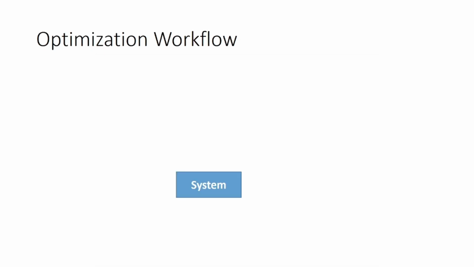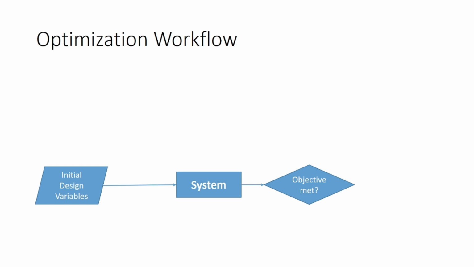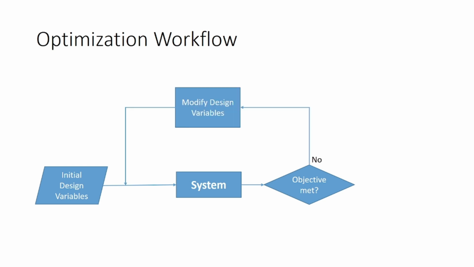Now let's understand the optimization workflow. An optimization problem starts with a system or the objective function and some initial design variables or some initial guesses. We give these initial design variables to our system and then we check whether our objective is met or not. If the objective is not met, we modify the design variables and give them again to the system. We repeat this process until the objective is met. Once the objective is met, we get the optimal design. All the MATLAB optimization techniques we are going to discuss in this series will be using the same workflow.